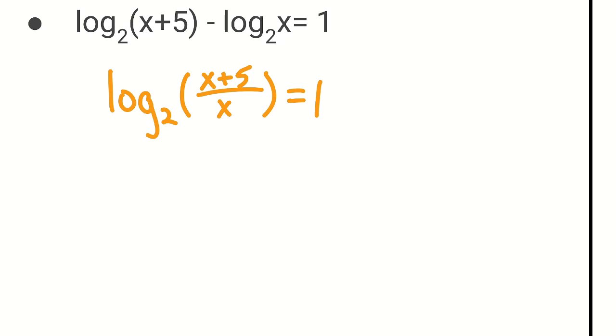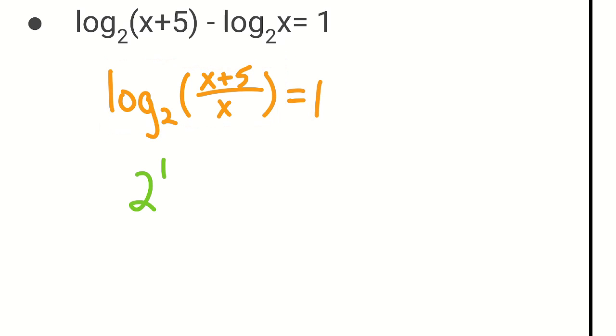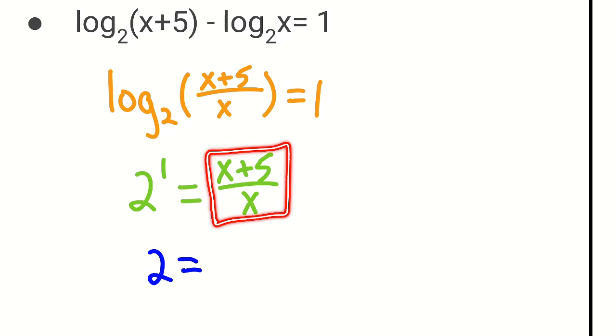So now the argument of our logarithm has some variables in it. Since our logarithm is base 2, we can rewrite this 2. And then remember, whatever the logarithm is equal to, 1, that's our exponent. So this is 2 to the 1. And that equals x plus 5 over x. Still looks pretty rough, right? Well, 2 to the first power, that's just 2. But how do we deal with this? Does anybody have an idea of what we can do there?